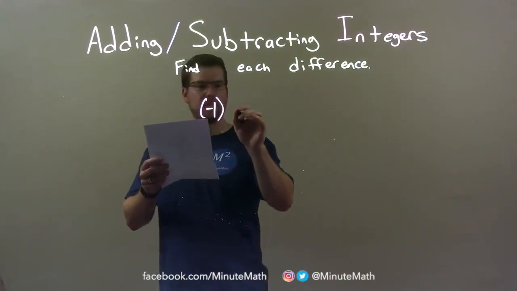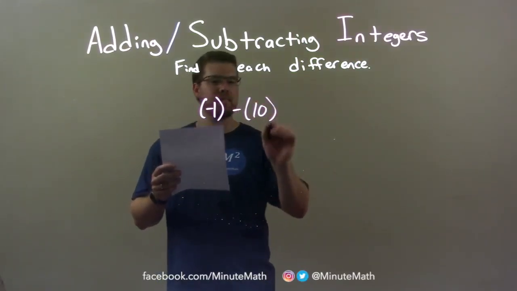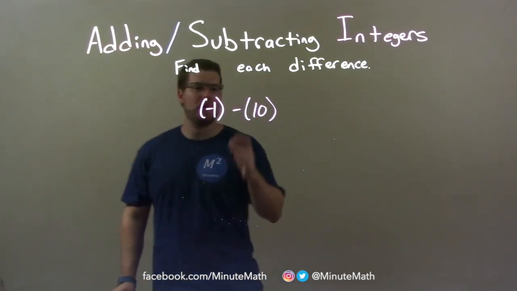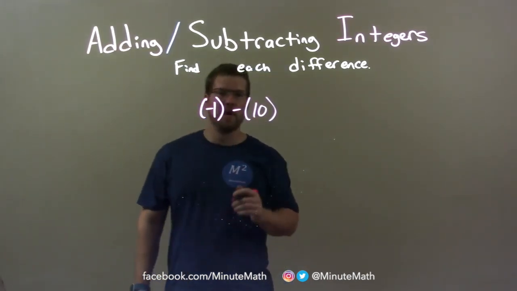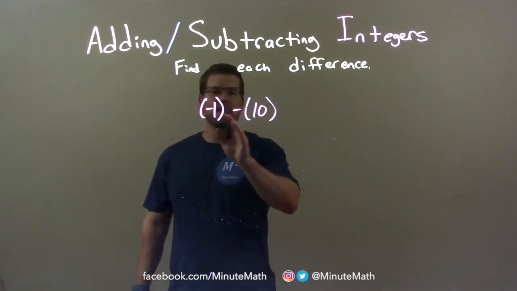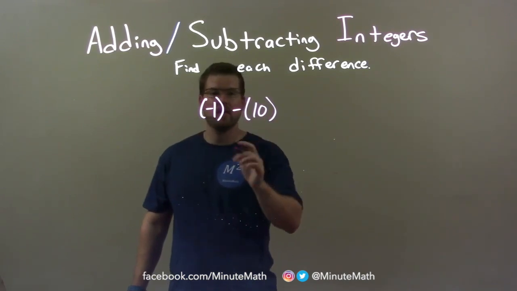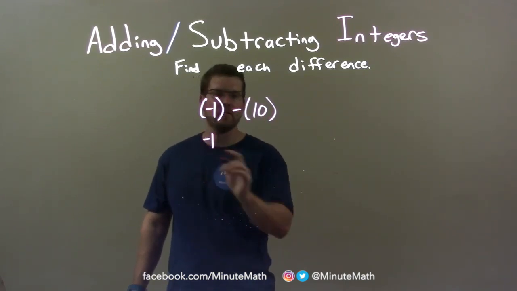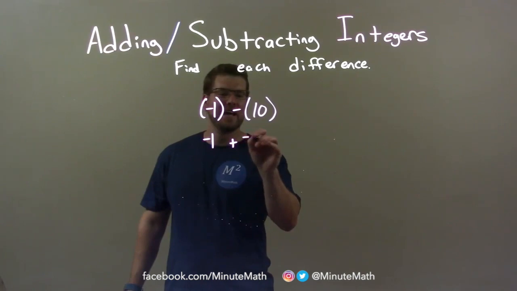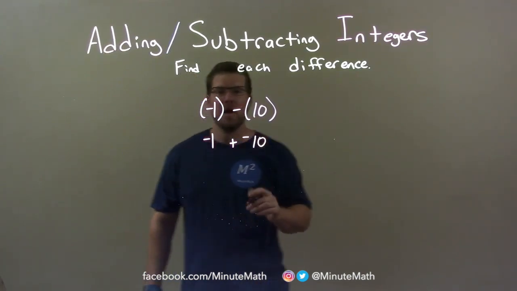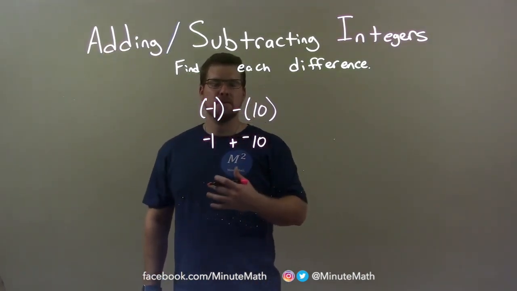Negative 1 minus 10. Okay? Well, one thing we know about subtraction: we already have a negative right here. So for subtracting a positive number from a negative, that's the same thing as that negative plus a negative 10. And this problem I think is a little easier to solve.